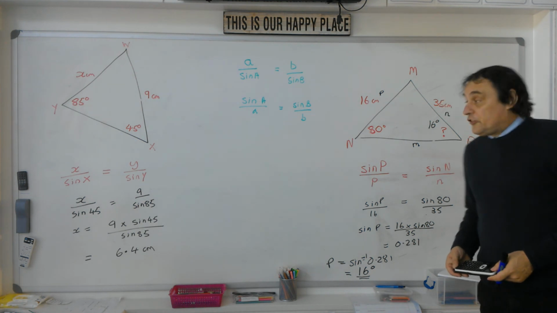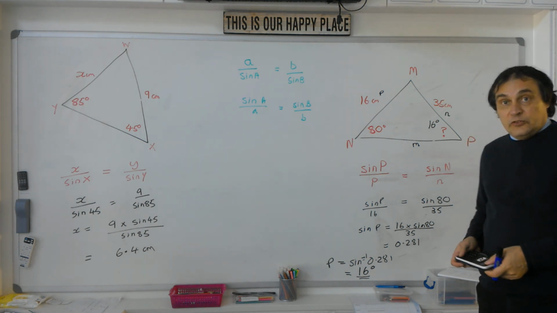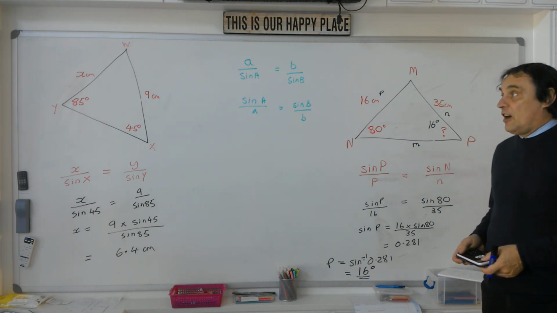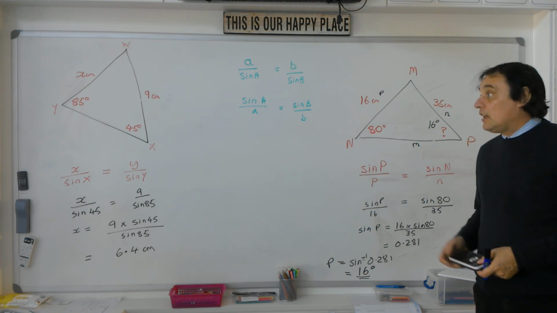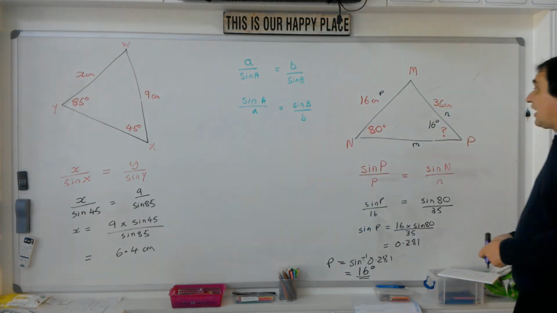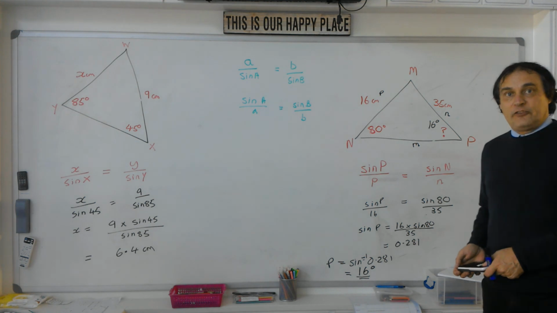So there we have it, the sine rule, the two cases when we use the sine rule. When we're trying to find a second side, if we've got two angles, or a second angle if we have two sides.